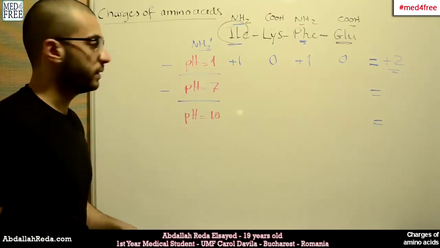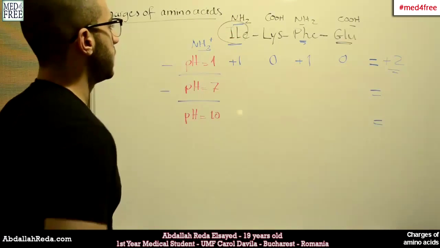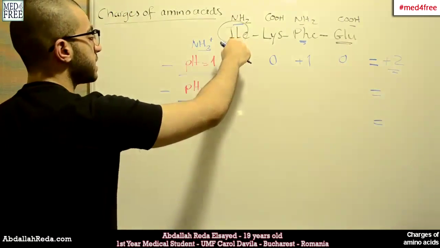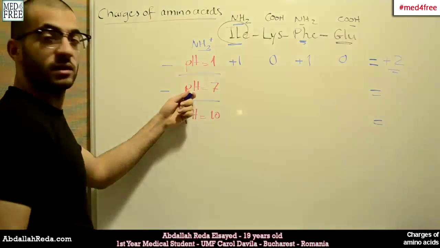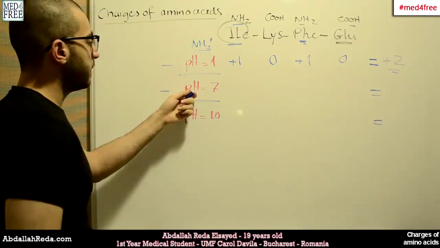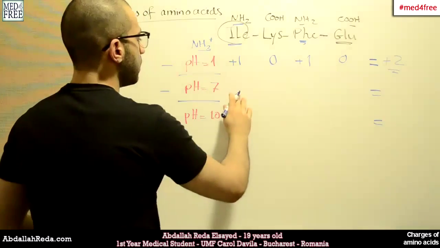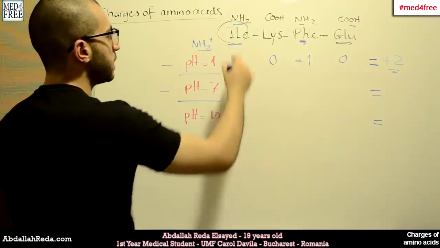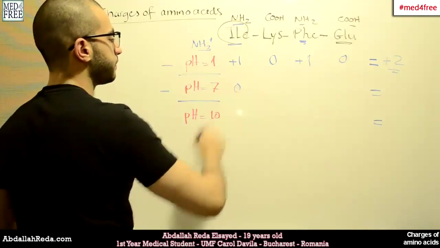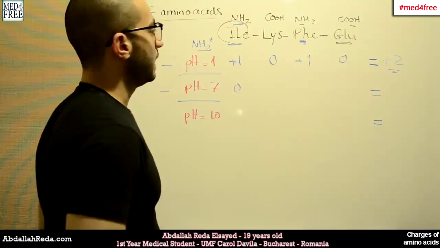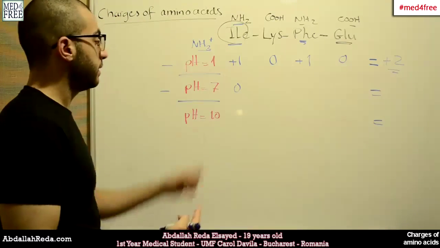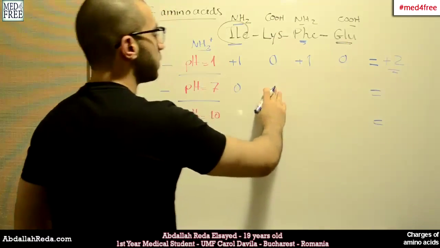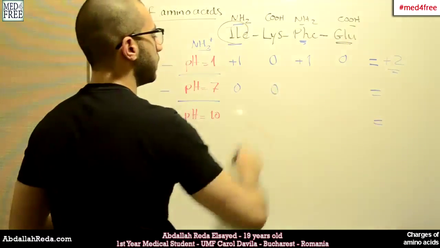At a pH of 7, isoleucine, we said that the pI is around 6, so it's less than this. It's less than 7. So at that point, the proton, which is attached to the amino group, will be lost, and we will have 0 charges. For lysine, the pI is 10, still higher than 7. So we will have the protons attached. So here is a 0.